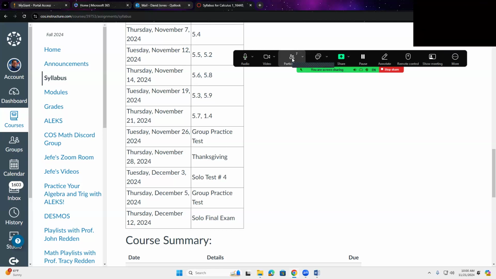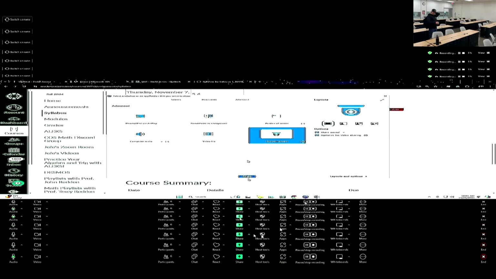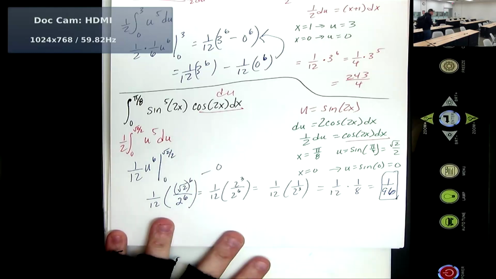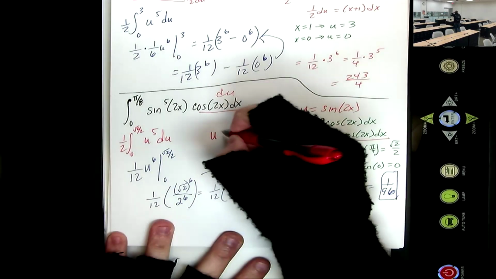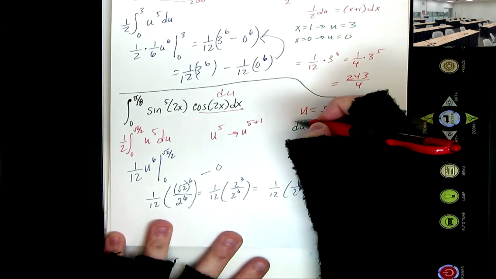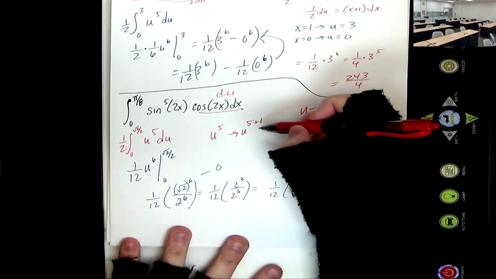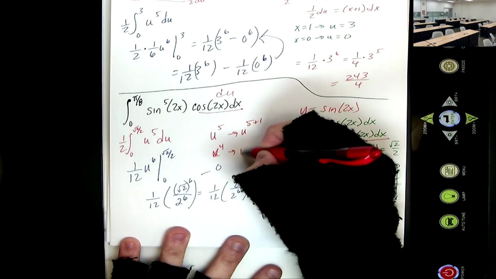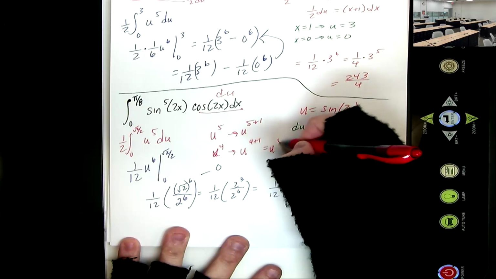I have a question, like, it is 1/12 u to the power of 6. Is it always to the power of 6? No, it's because we were integrating u to the 5th. You go up a power, so u to the 5th will always go to the u to the 6th. But u to the 4th goes to u to the 4 plus 1, which is u to the 5th. It's the power rule.